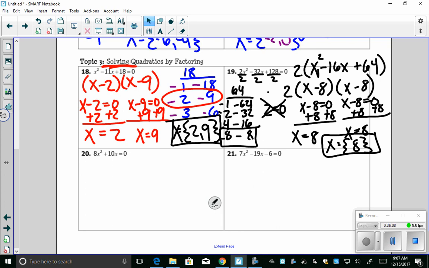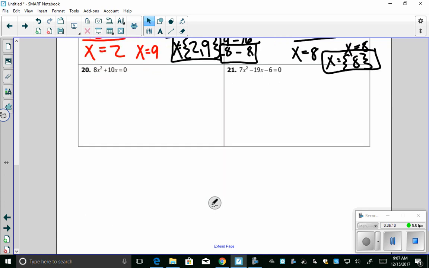Number 20. There again, I still have a greatest common factor. My greatest common factor is going to be 2, so I'm going to factor out a 2. But it also has a variable in common, 2x. So when I pull out the 2x, I'm going to rewrite it over here. Divide everything by 2x. 8 divided by 2 is 4. x squared divided by x is x. 10 divided by 2 is 5. x divided by x is just 1. So it's going to be 2x times 4x plus 5.